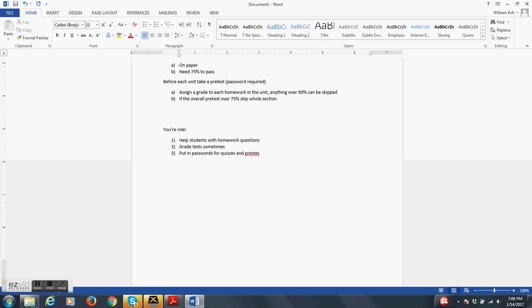So here are the passwords. Okay, so for quizzes, they go Monday, Tuesday, Wednesday, Thursday, Friday. This is quiz 1, 2, 3, 4, and 5, and after that it repeats.